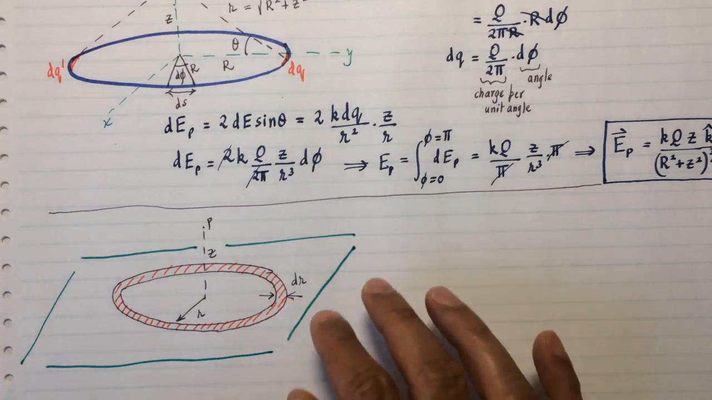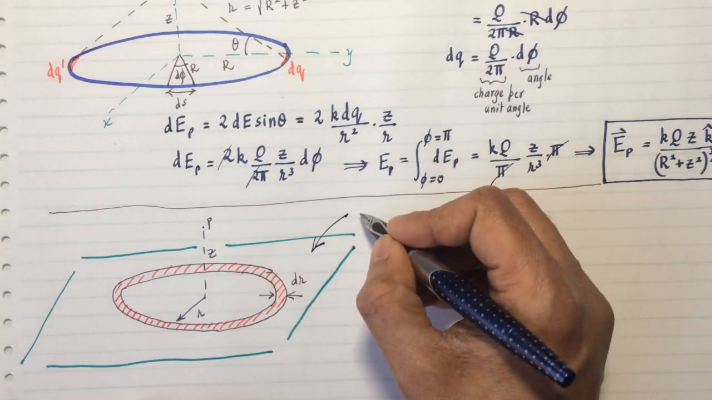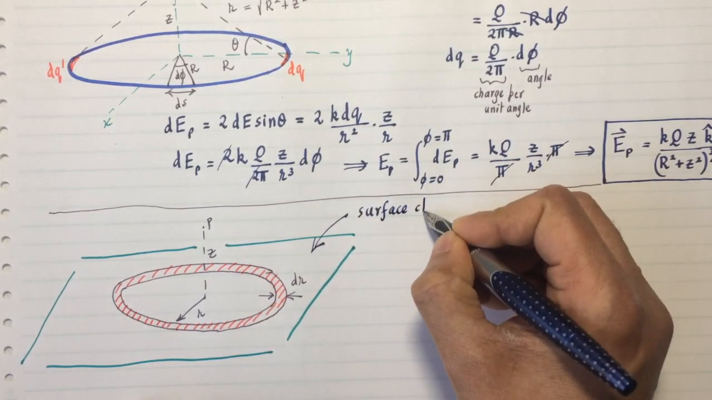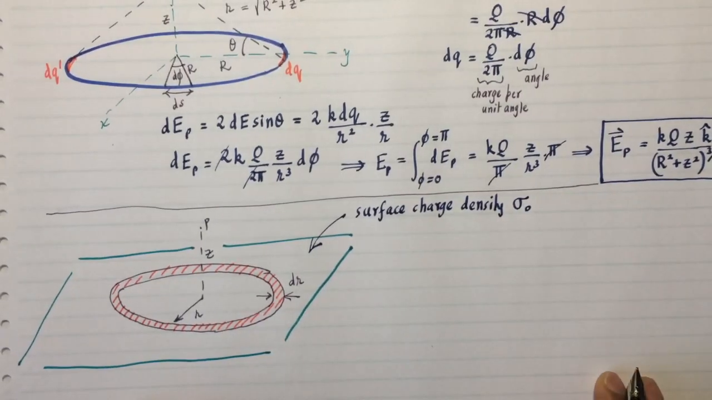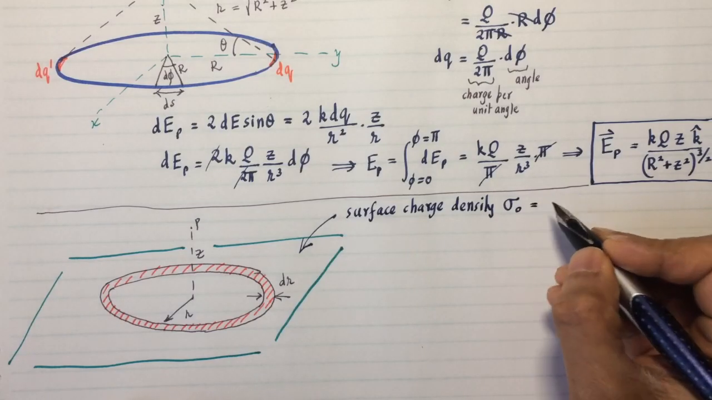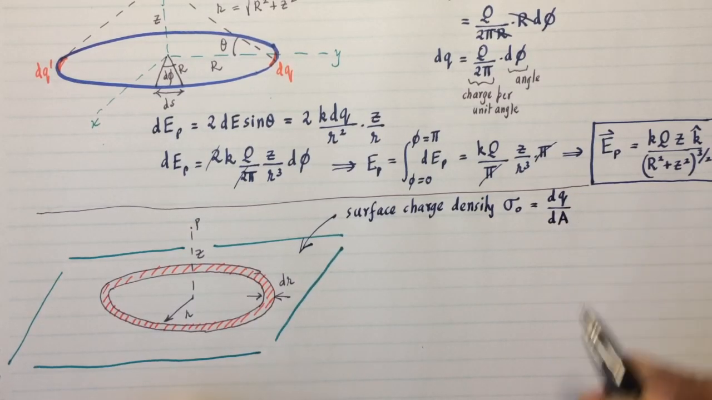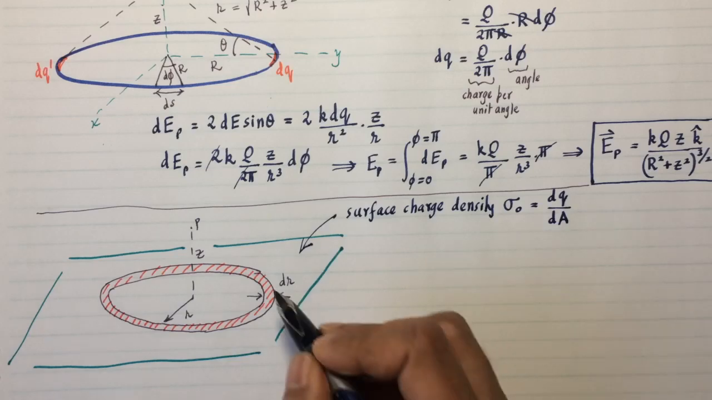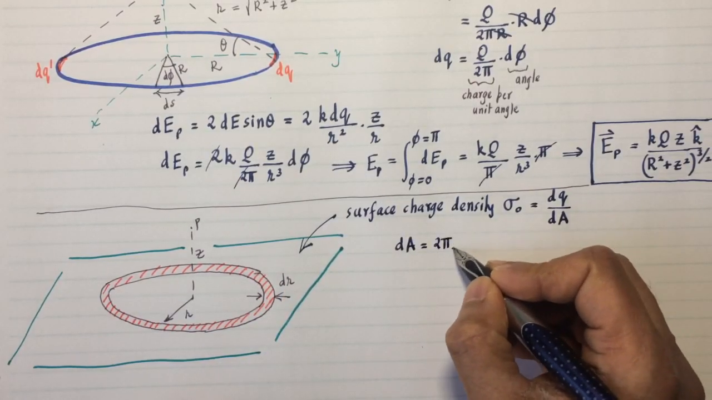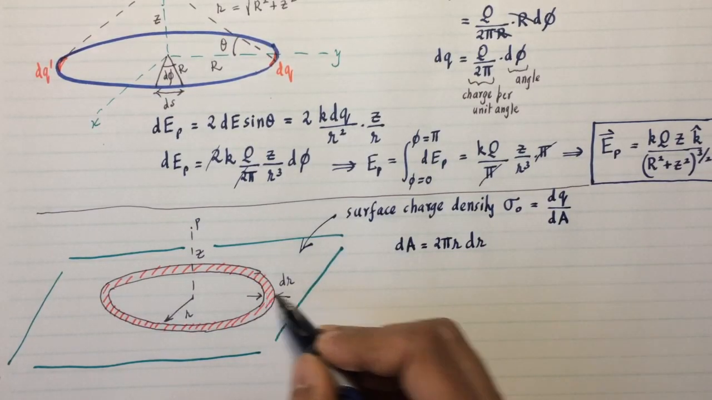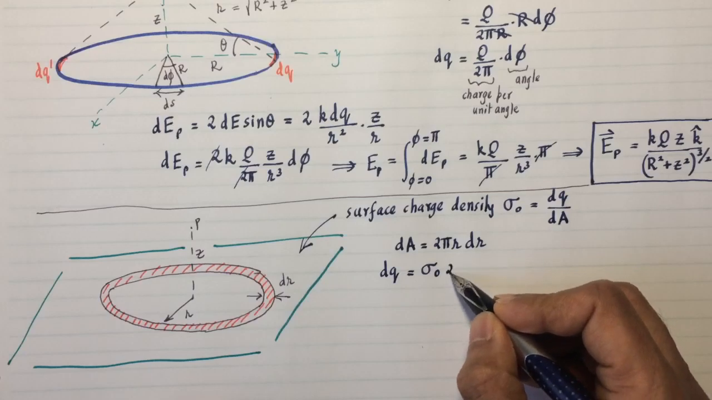What you're going to do now is find a way to work the charge of the entire plane into this. We're going to do that by using the concept of surface charge density. Surface charge density sigma, in this case sigma naught because it's a constant density, is defined as the charge dq over the area element dA. Now the area of this ring, because this ring has thickness, dA is 2 pi r, which is the circumference, times the thickness dr. So we can find dq by multiplying it with sigma naught times 2 pi r dr.